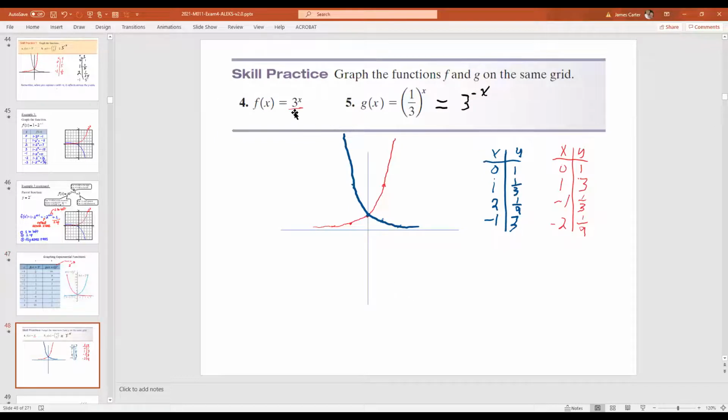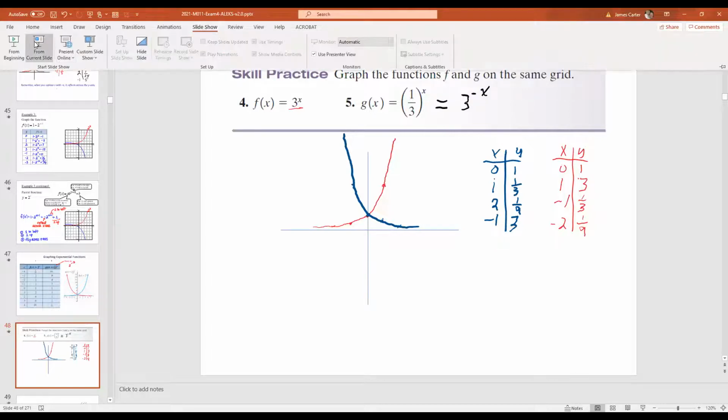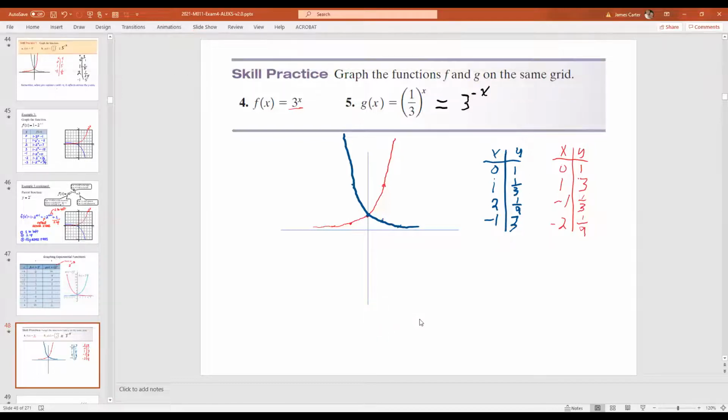Another example, this time with 3 to the x, okay, and 1/3 to the x. Well, 1/3 to the x, again, is the same thing as 3 to the -x. So what we can do then is, in this case, it's going to be a reflection of this one. And we can just plot points opposite lengths across the y-axis. Here's the XY table if you want to do it that way. Still not going to do it.